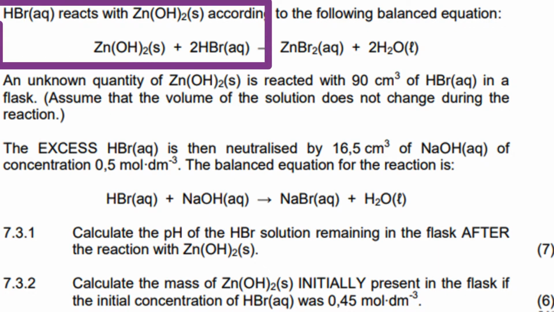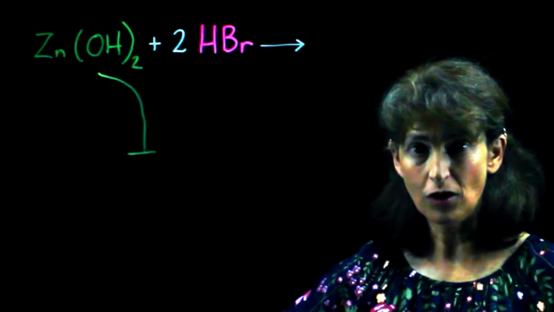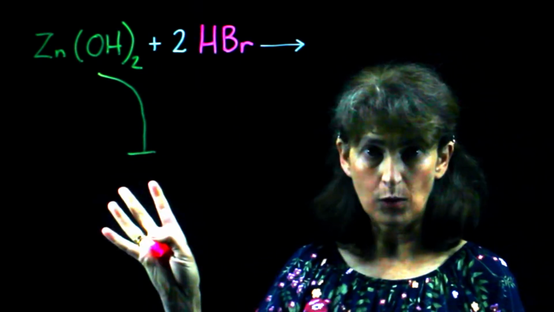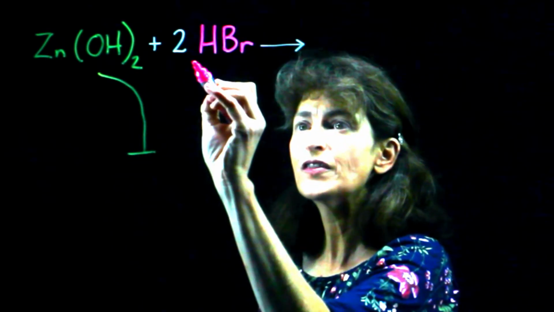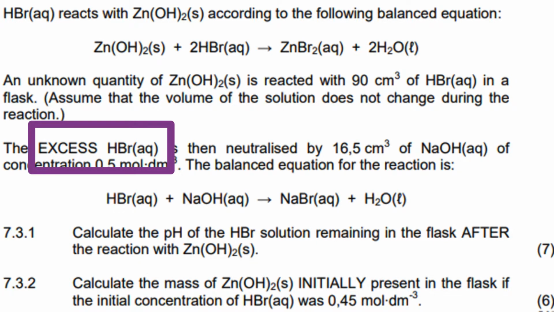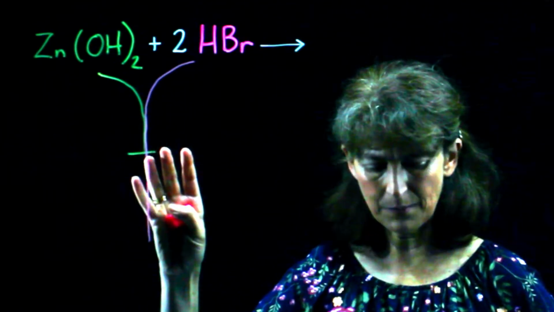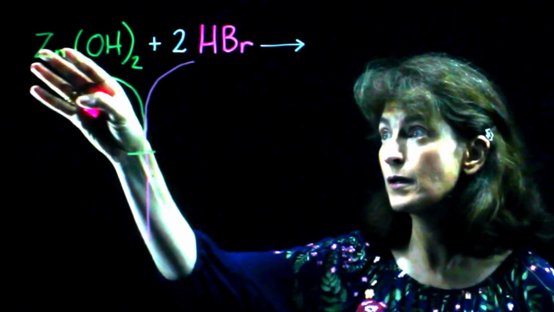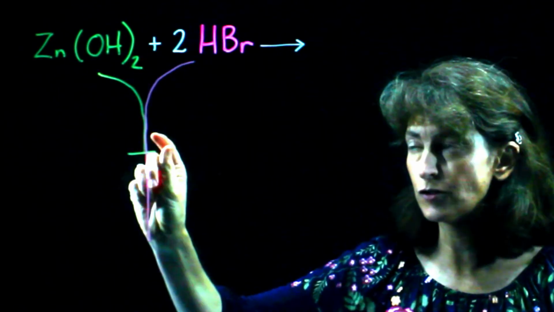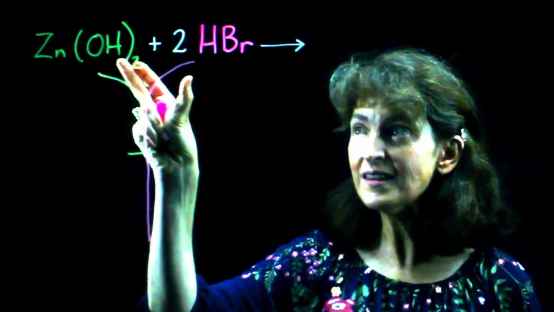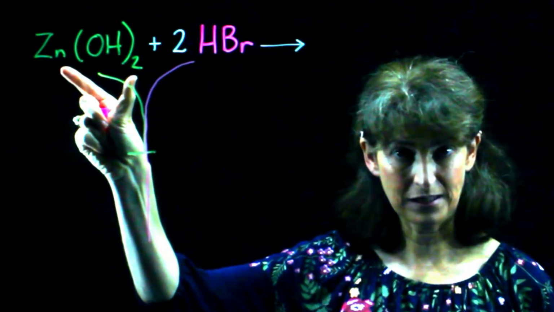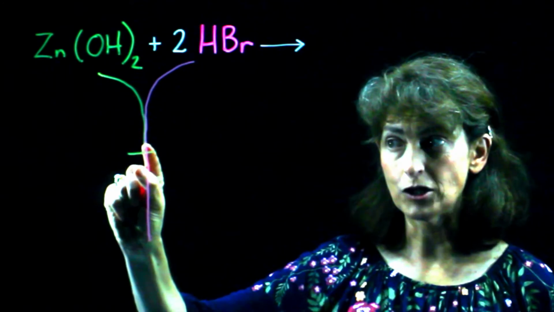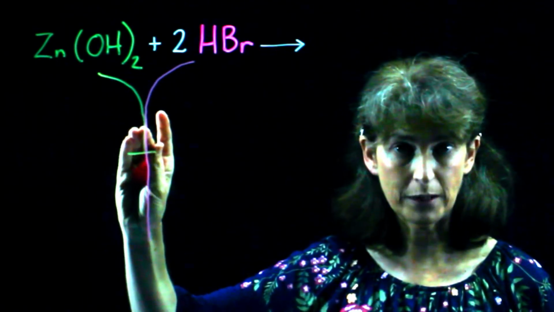We're told that HBr reacts with zinc hydroxide according to the equation that we're given, and we're told that the hydrogen bromide, HBr, is in excess. So there's still some left behind after the reaction has completed between the zinc hydroxide and the hydrogen bromide. That means that in this reaction, zinc hydroxide is the limiting reagent. All of it is going to be used up.